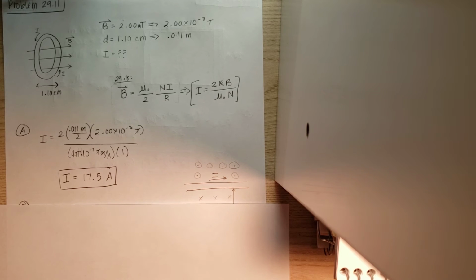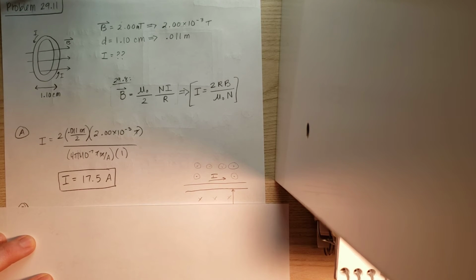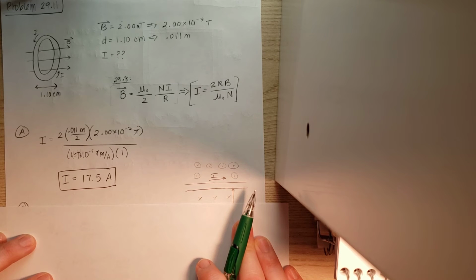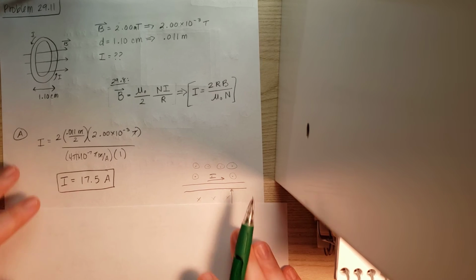And then for part B, they want us to calculate the distance. Sorry, I'm wording this so weird. Part B, a long straight wire carries the same current you found in part A. At what distance from the wire is the magnetic field 2 milliteslas?